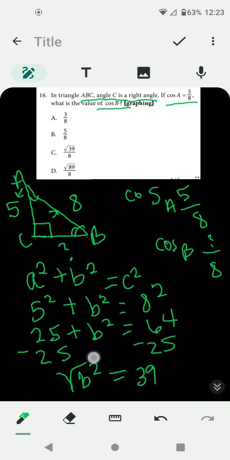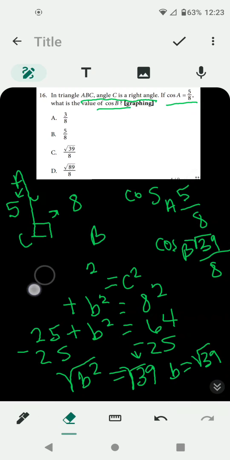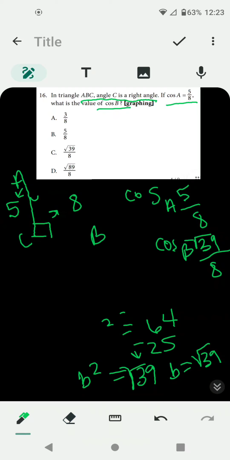We're going to take the square root of both sides. This isn't a perfect square, so we're just going to leave it under the radicand, and we have b is equal to the square root of 39, because anytime you want to get the variable alone, you want to do the opposite, okay? So since it's squared, you take the square root, which is the opposite, which means that our adjacent side is the square root of 39. So this side here, let me erase all that, is the square root of 39. Which answer is that? C.